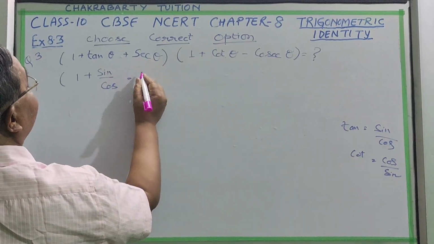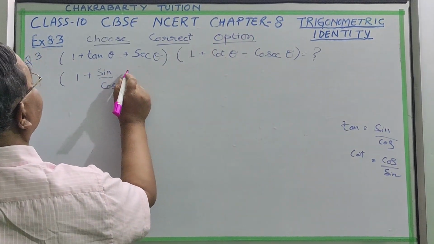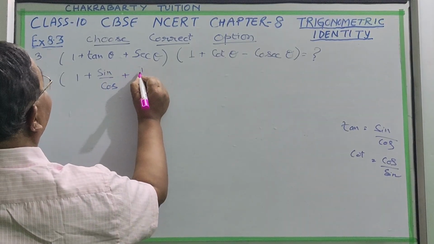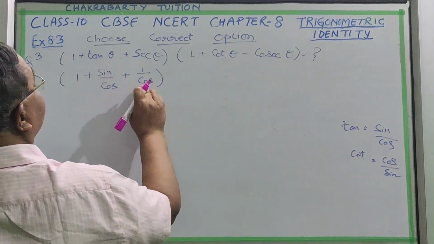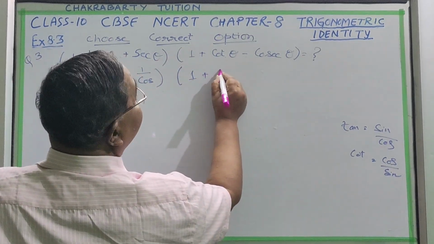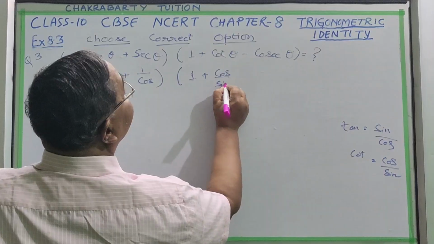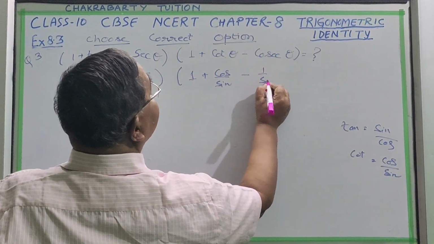Why are we writing this? Because sec is here, and sec is the opposite of cos. So we can write sec as 1 upon cos. Here, 1 plus cot we can write as cos upon sine, and cosec is the opposite of sine, so we can write 1 upon sine.